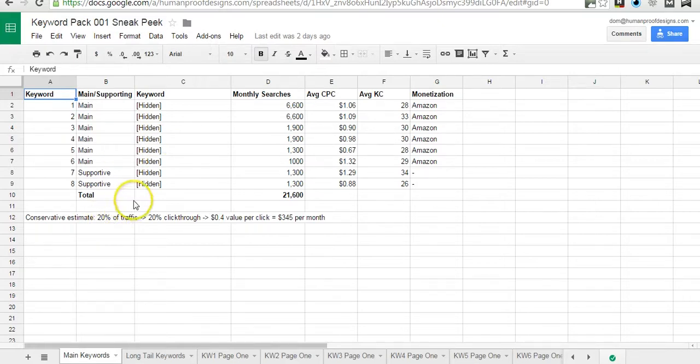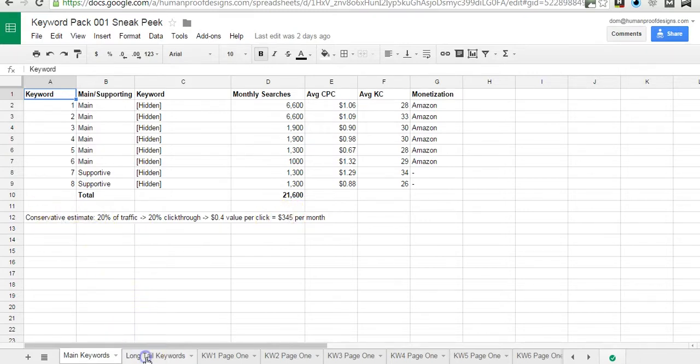And then if 20% of that traffic clicked through to Amazon through your affiliate link, and they had an average of about 40 cents per click, which is a very conservative estimate. Some Amazon products are worth a lot more than that. Some are worth less. So this is why we've gone with this figure. These particular main keywords would generate you $345 per month once you had got to page 1. Obviously it could be a lot more because this is a conservative estimate, that's the whole point.